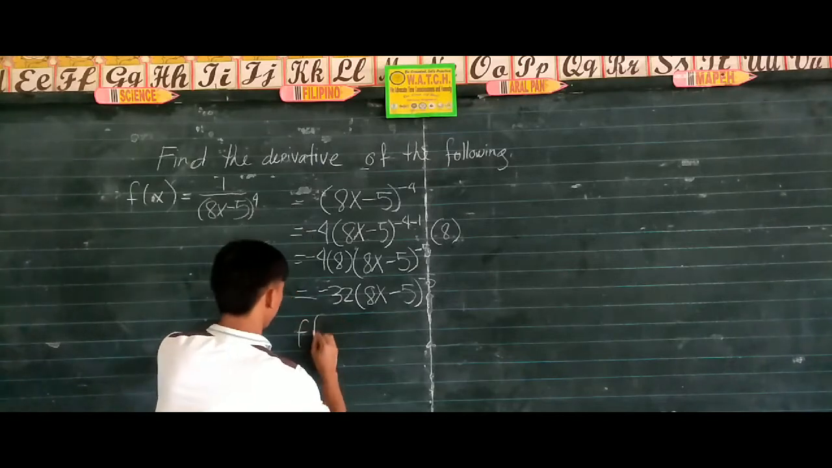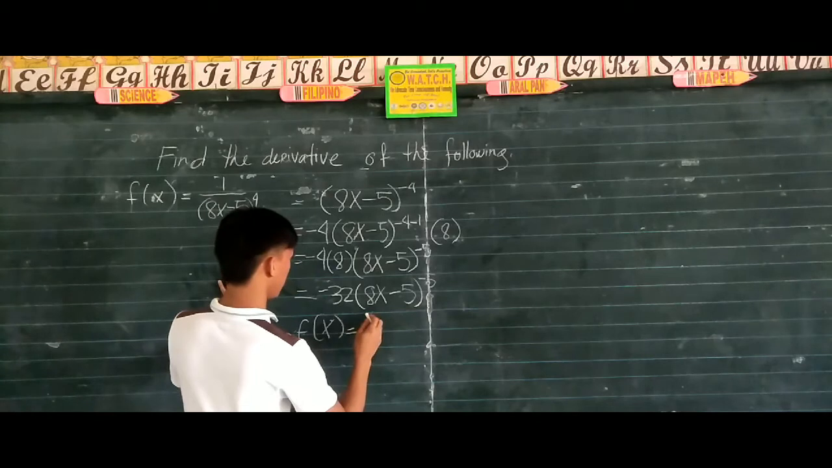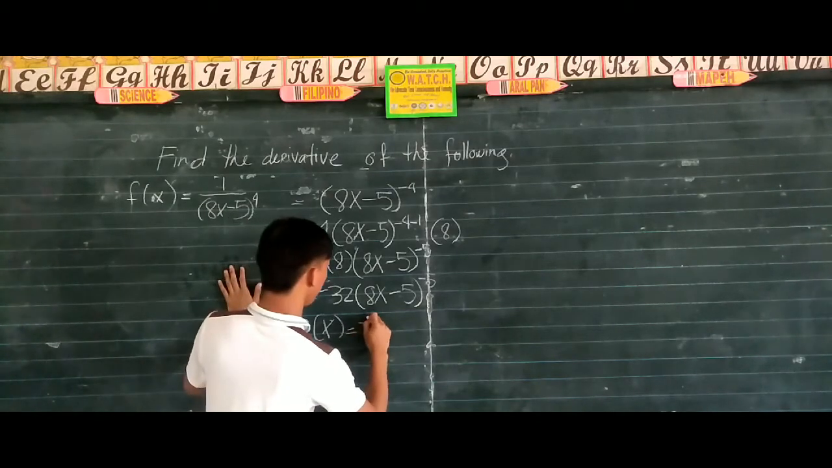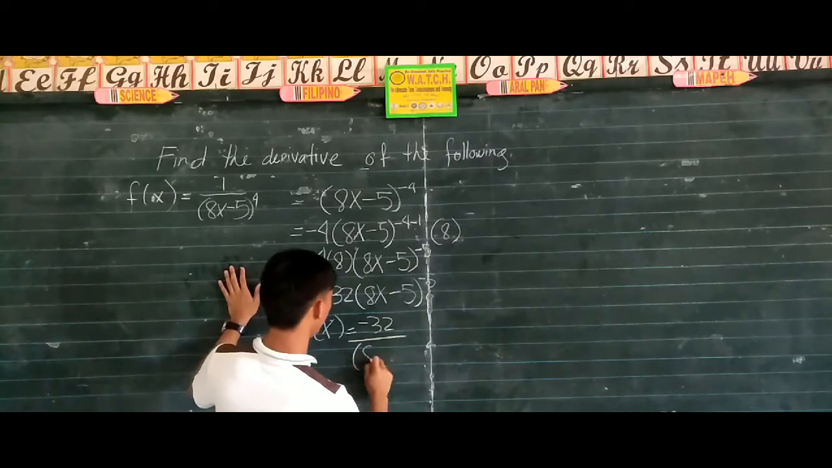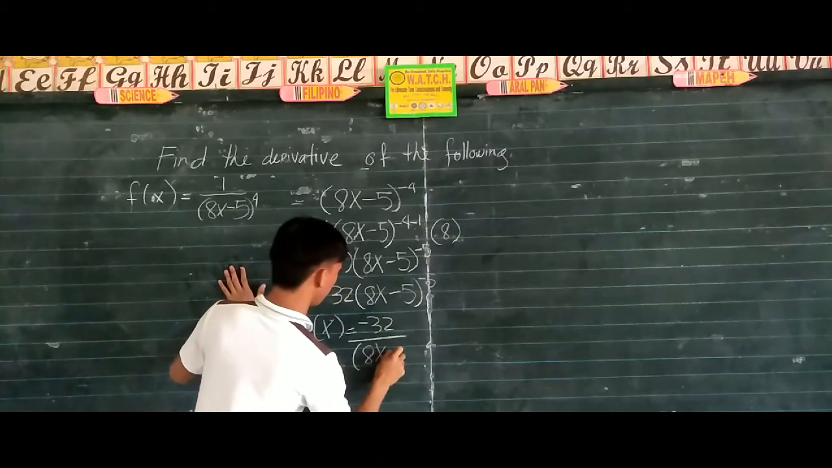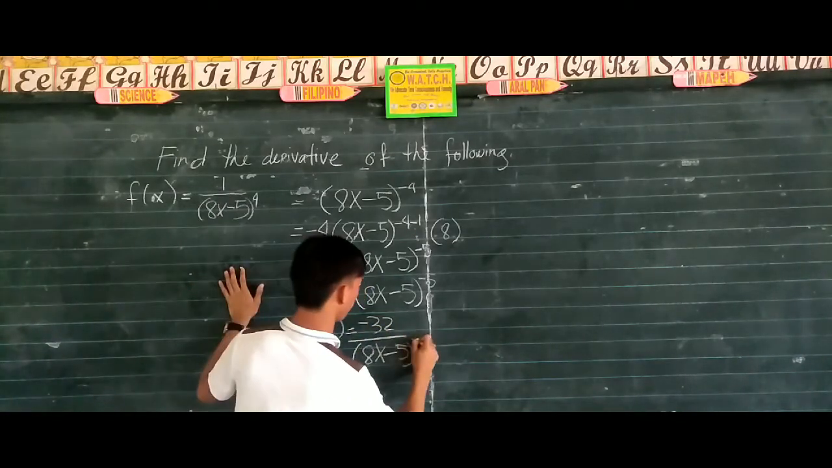F prime of x is equals to negative 32 over 8x minus 5 raised to the power of positive 5.